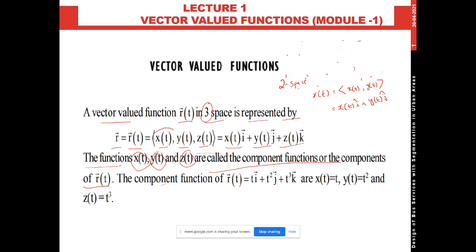Here x of t, y of t, and z of t are called component functions. Here we have an example: r of t equals t i plus t square j plus t cube k. So what is x of t? Our function x of t is equal to t, y of t is equal to t square, and then z of t is t cube, right? Okay, so this is the definition for a vector valued function.